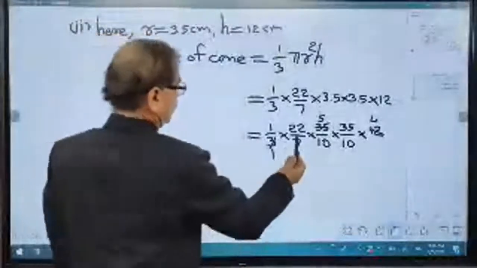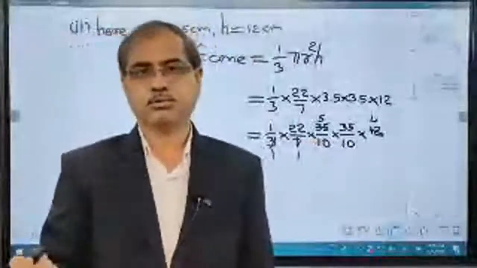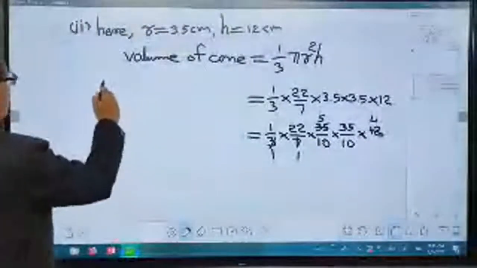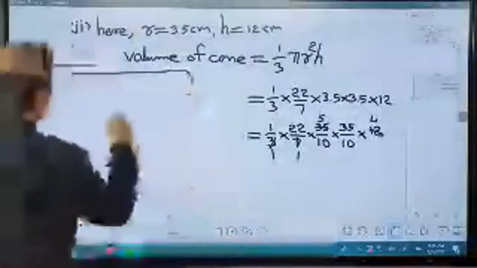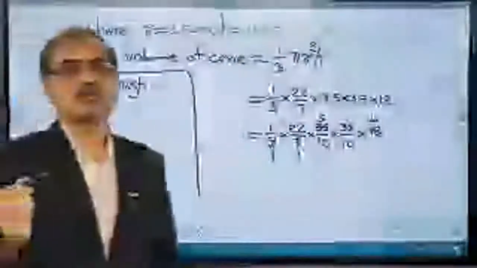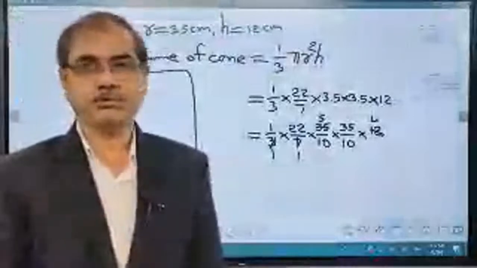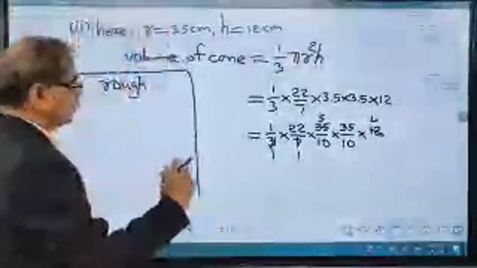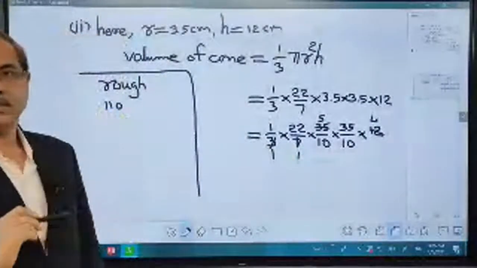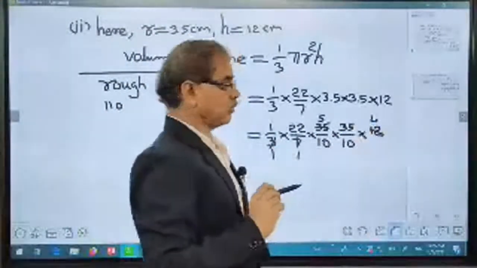So 22 multiplied by 5. If you know the table of 22, then easily you will be able to tell 22 5s are 110. Now I am showing rough work here. This is your rough work, and that is not to be checked by the teacher, right? It is totally rough part. 22 5s are 110. Then 110 we would like to multiply with 35 as well as with 4.